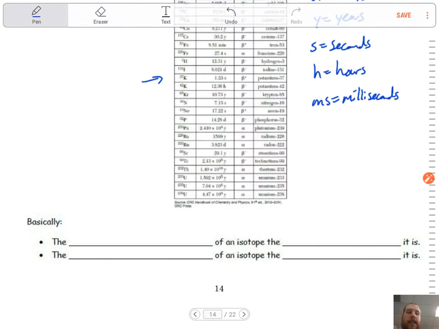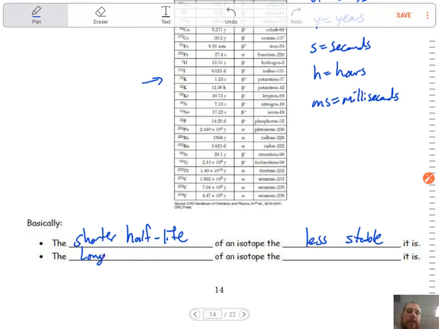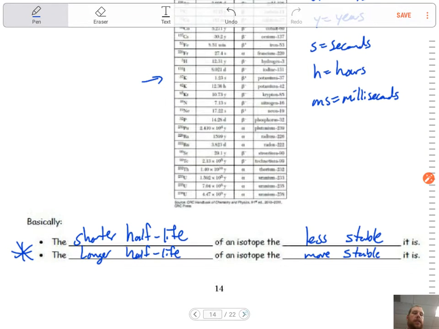All right? Basically, what you want to take from this is the shorter the half-life, the less stable it is. The longer the half-life, the more stable. Now, stable doesn't necessarily mean dangerous or not dangerous. It just means it's going to break down. So when we talk about stability, it's just how fast it's breaking down. Okay, so less stable means it's breaking down faster, and more stable means it's going to last longer.